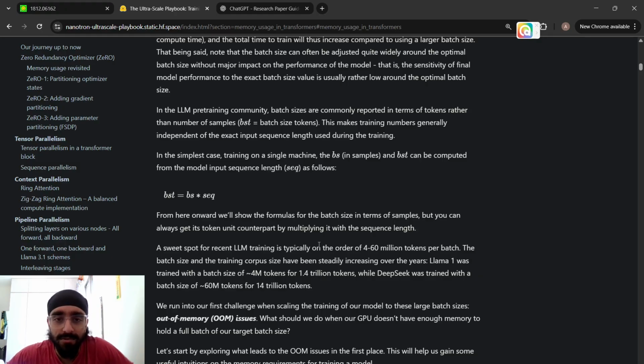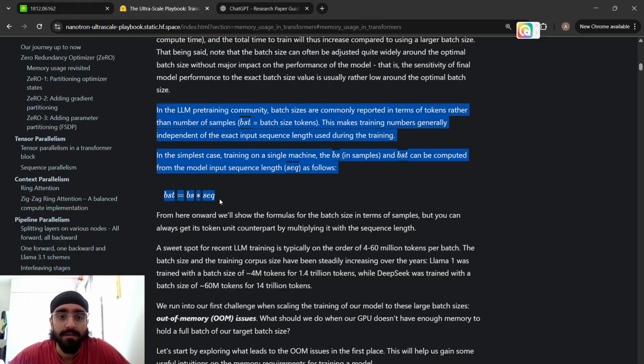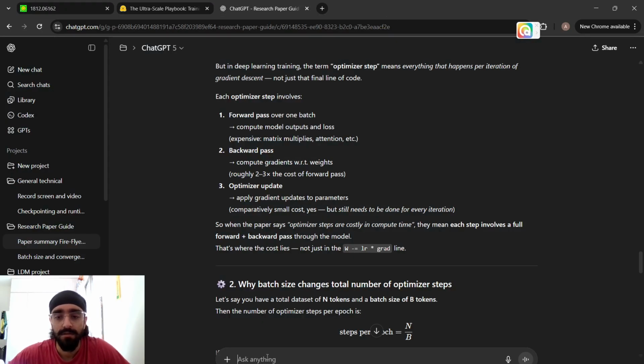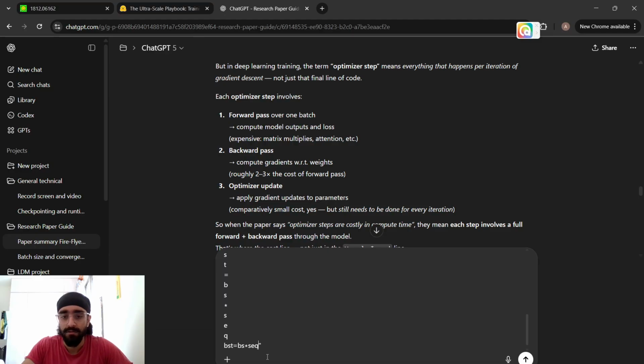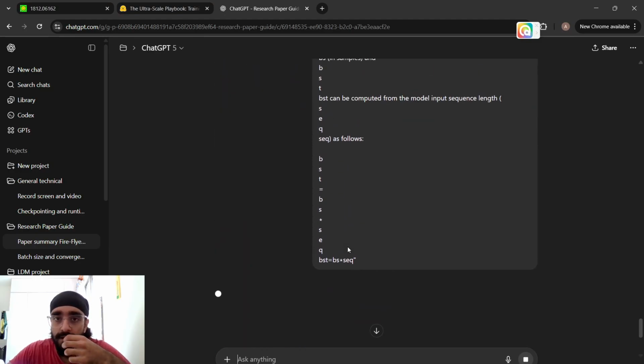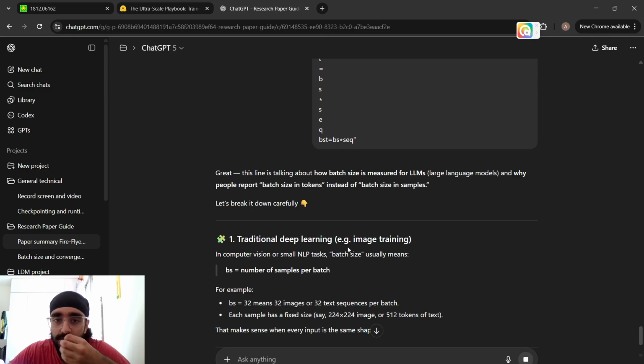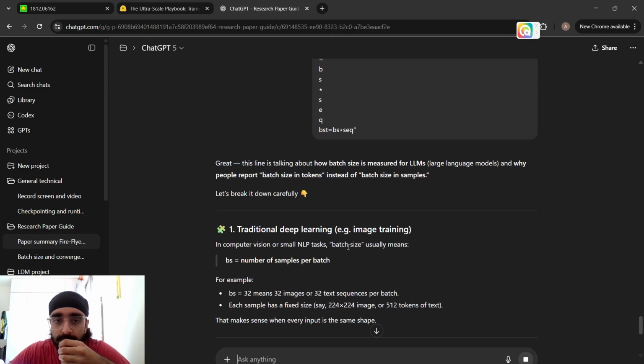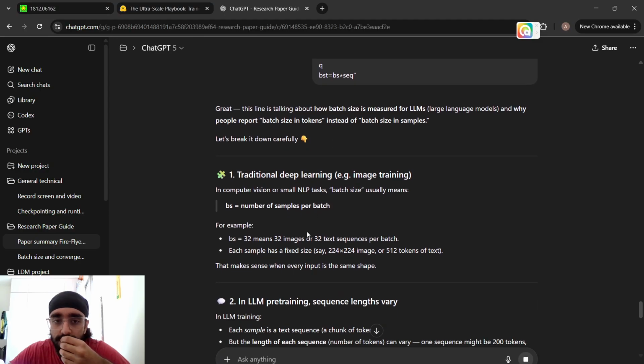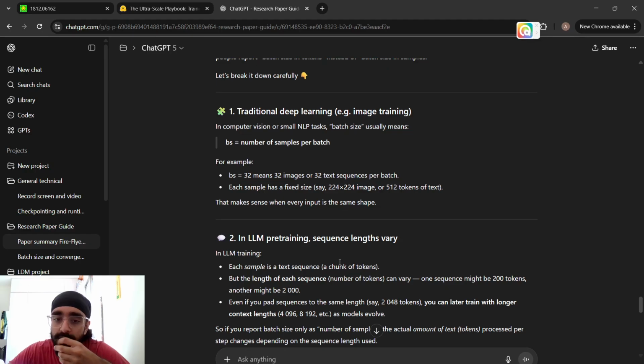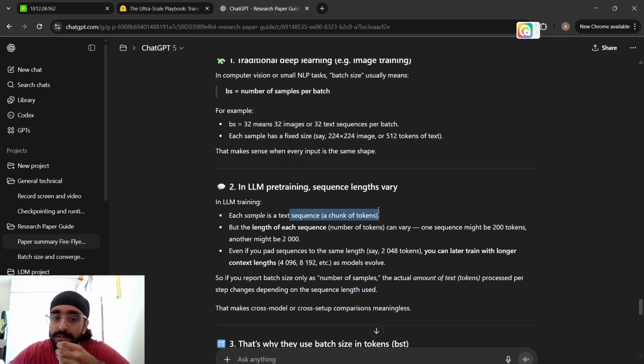What do they mean by sample? I don't know. Let's ask ChatGPT. This line is talking about how batch sizes and why people report batch size and token instead of batch sample. Number of samples per batch. Okay. Sequence lengths vary. Each sample is a text sequence, but the length of each sequence can vary.